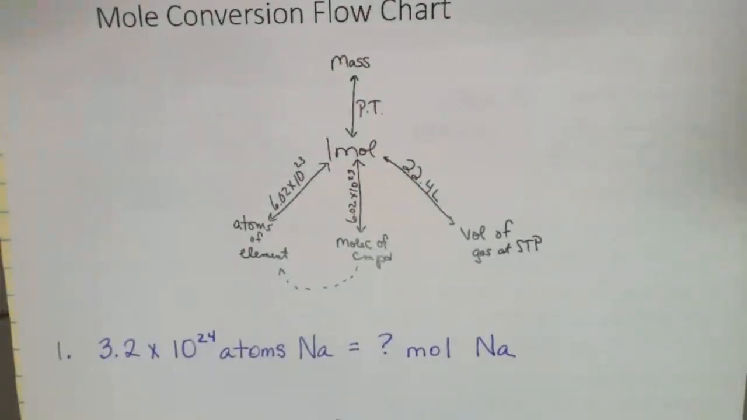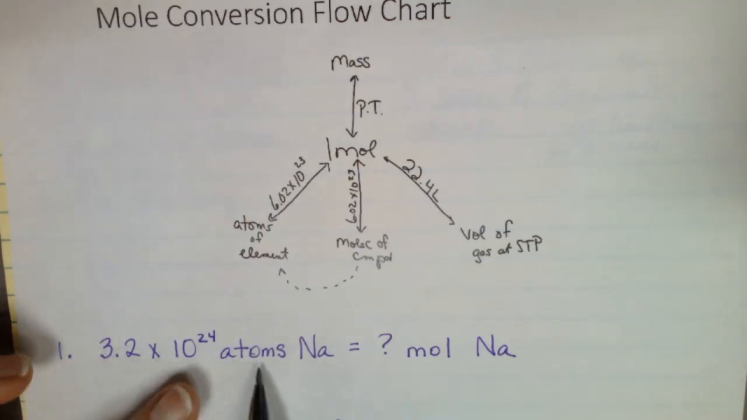We've got 3.2 times 10 to the 24th atoms of sodium. And we want to know how many moles of sodium that is. Okay, well, we know about molar mass. We know about Avogadro's number. We know moles have both of those, but which one do we need? Which one do we want? And this is where this flow chart really comes in handy.